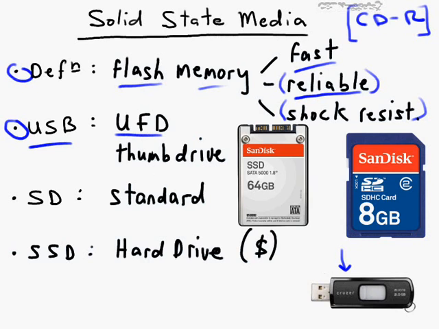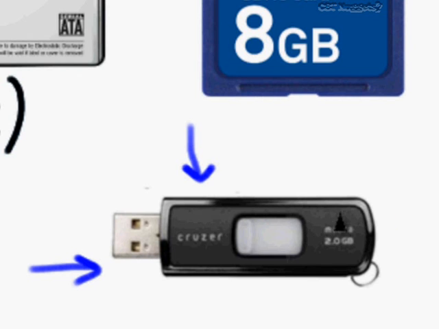Form factors for solid-state media include USB interfaces. The USB flash drive, also called a thumb drive. You see the Cruiser Micro variety down in the lower right. This is my personal favorite USB thumb drive. Number one, it's just been eminently reliable for me. Number two, the size is convenient.